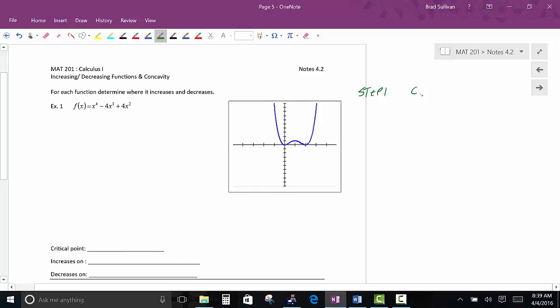I want to find the critical points. How do I find critical points again? First derivative, find out where the first derivative is 0 or undefined. So this one's pretty simple. So let's go ahead and do the derivative. We can do this one in our head.